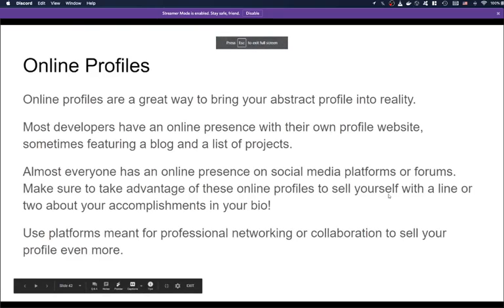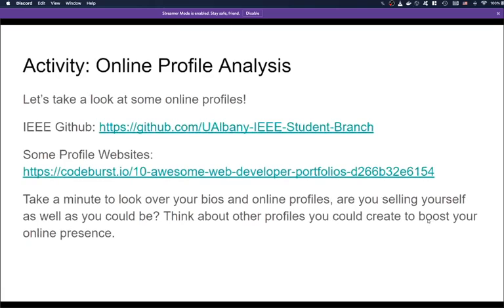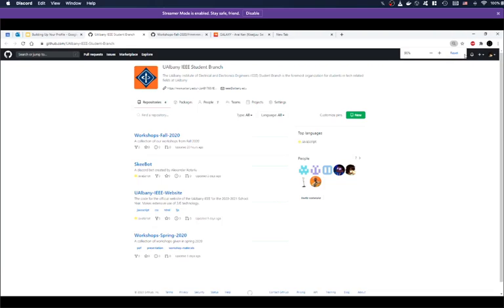Also, you can use platforms for professional networking. We're talking LinkedIn, GitHub. Sell your profile even more. Just sell yourself. So let's take a look at some online profiles. We're going to start off with the GitHub, which is me. Oh, time to zoom in.